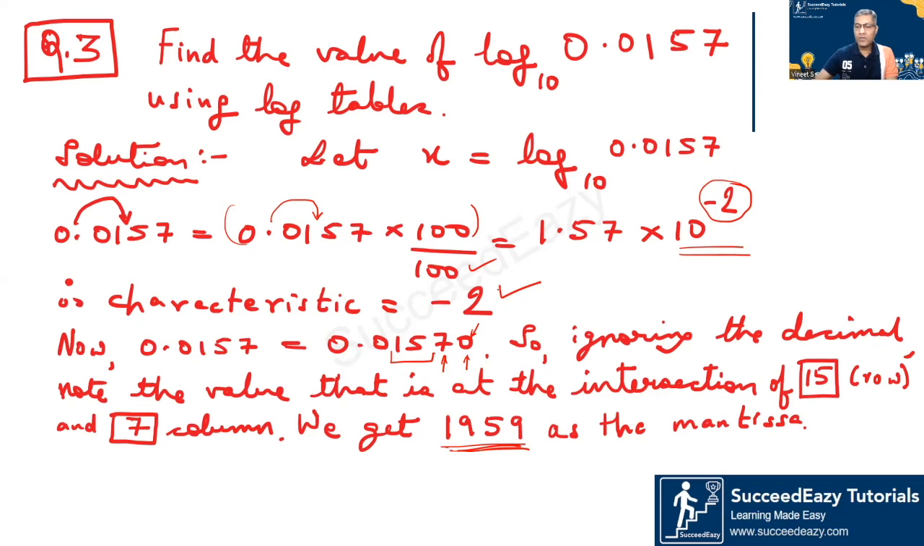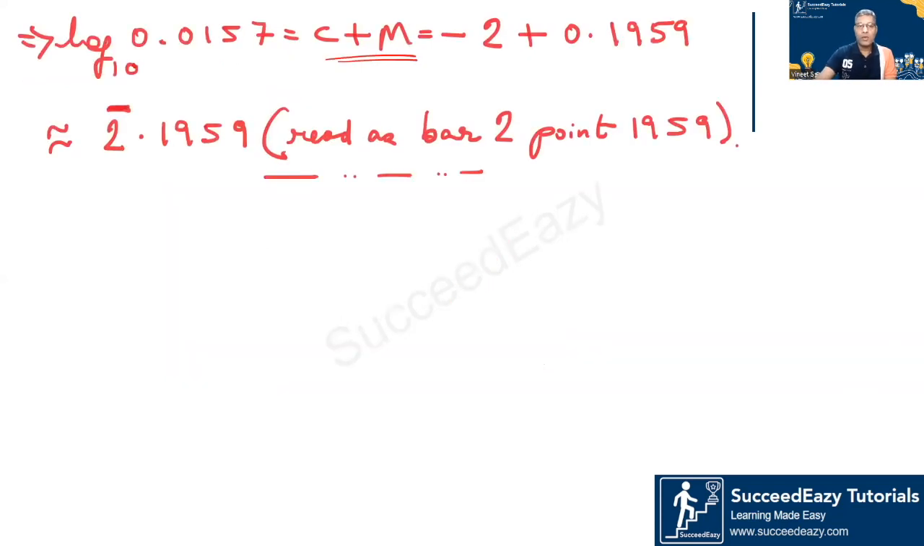Now we add that to the characteristic. The characteristic is minus 2. So what we do? Minus 2 plus 0.1959, and we write that in the bar notation form. That is, we read it as bar 2.1959. So that's our final answer to log of 0.0157.